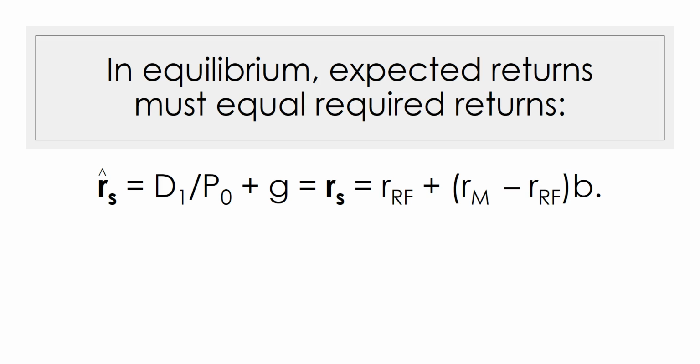That means that the expected return, which we said was dividend yield plus capital gains yield, must equal the required return. So we must be getting what we require. Our expected return and our required return must equate. Remember, our required return is calculated using the security market line. It's the risk-free rate plus the market risk premium times beta.